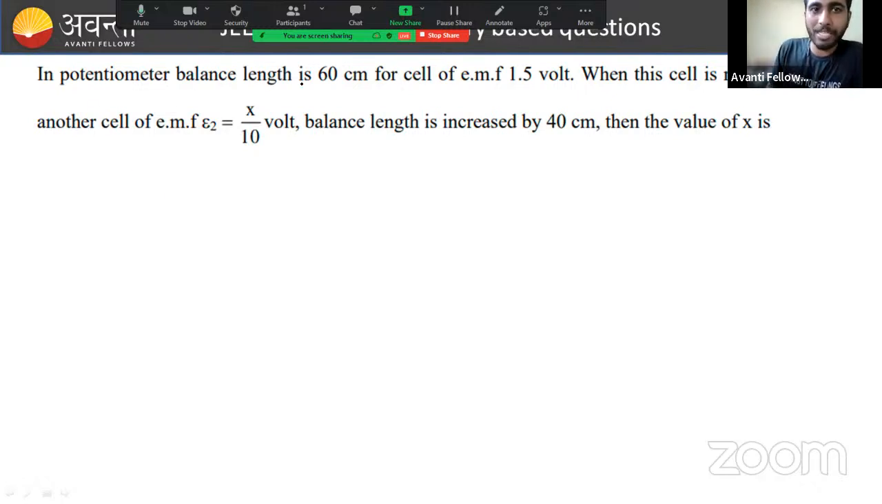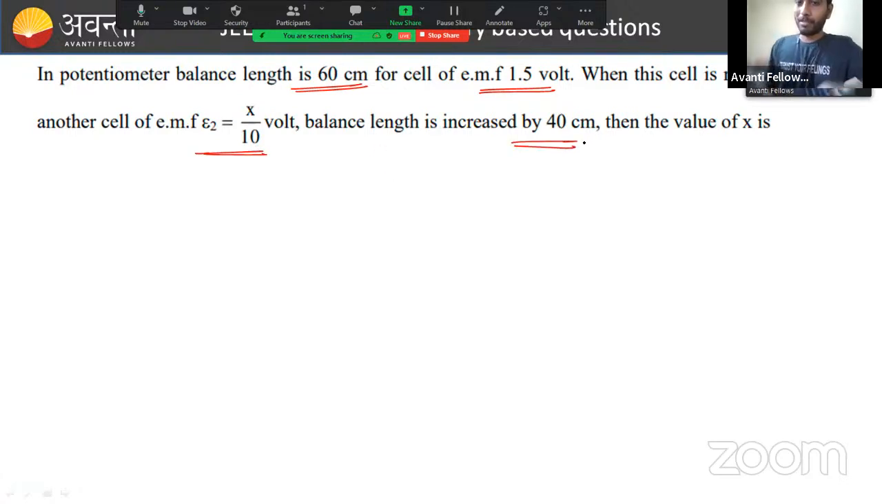Or else look at this question. If the potentiometer balancing length is 60 centimeter and the EMF is 1.5 volt, when this cell is replaced by another cell of EMF equal to X by 10 volt, the balancing length is increased by 40 centimeter from the original length. Then we have to find out the value of X. How to find this?